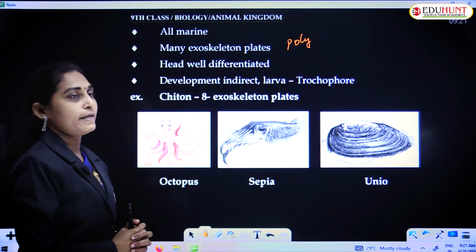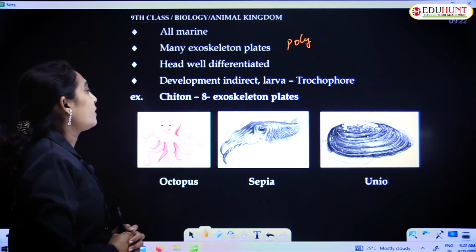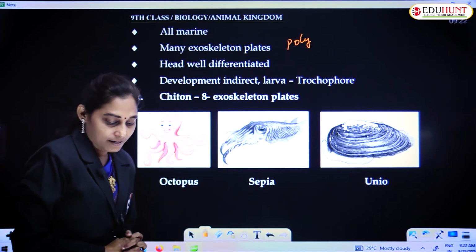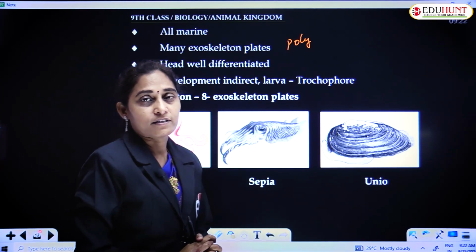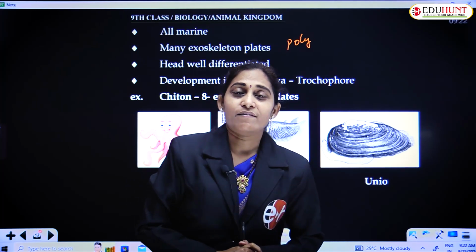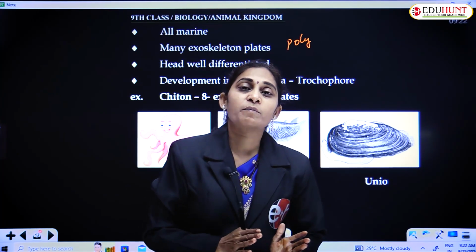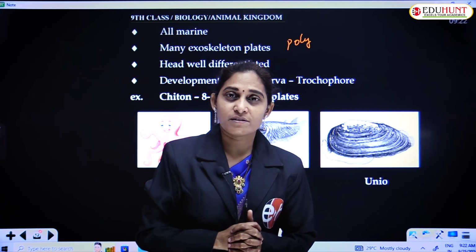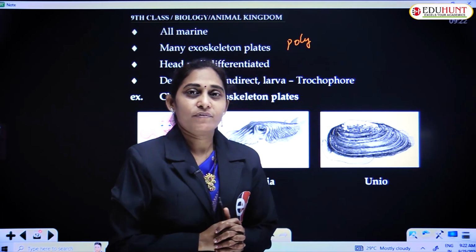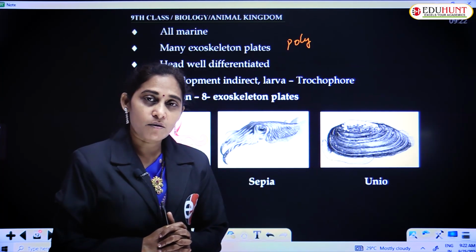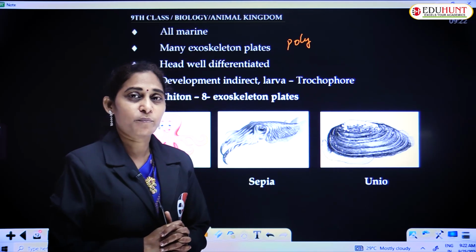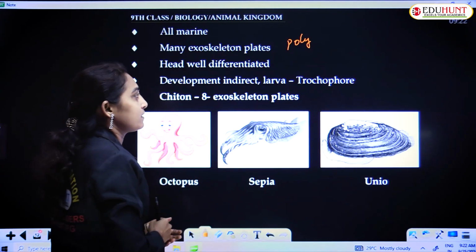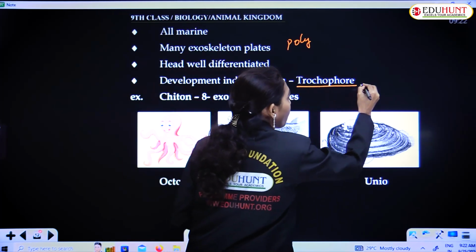Head is well differentiated. Development is indirect. As I mentioned, if the development is direct, there will not be any larval forms in the developmental cycle. But if it forms a larva, then it is said to be an indirect development. Here the larva is trochophore larva.